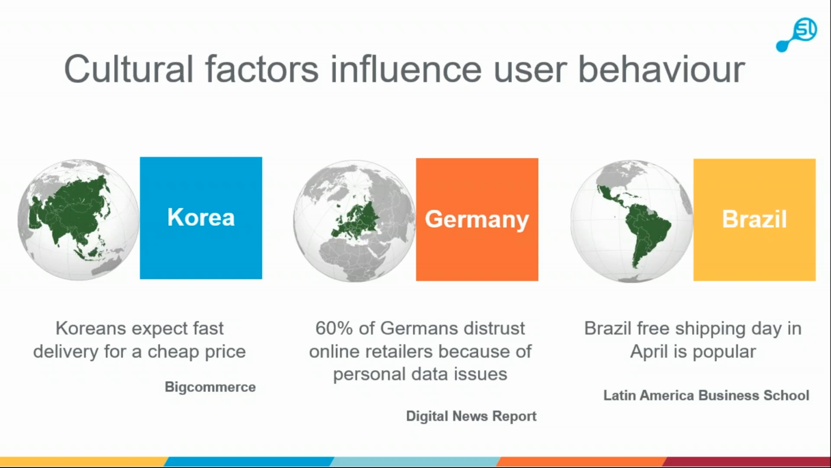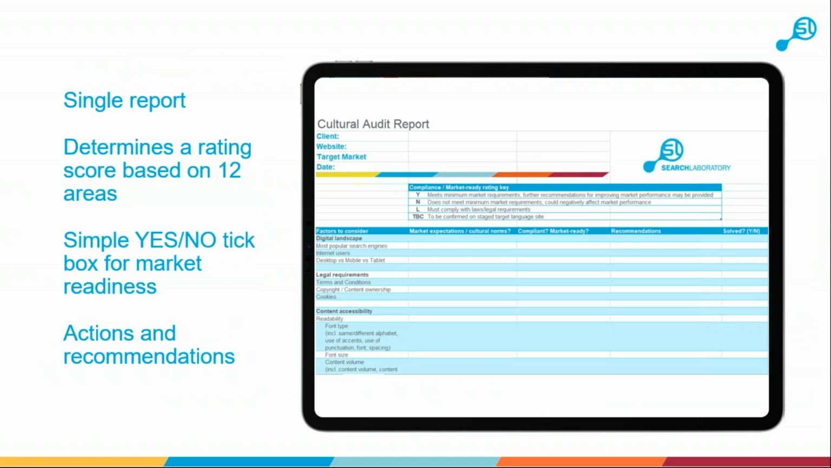In Germany as well, we found that 60% of Germans distrust retailers because of personal data issues. So like I say, those seals of approval and trust signals are really key. And then also in Brazil, there is a free shipping day every April. And it's definitely worth mentioning because 70% of Brazilians state that high shipping costs is the main reason why they put off purchasing online. So again, those differences can really matter.